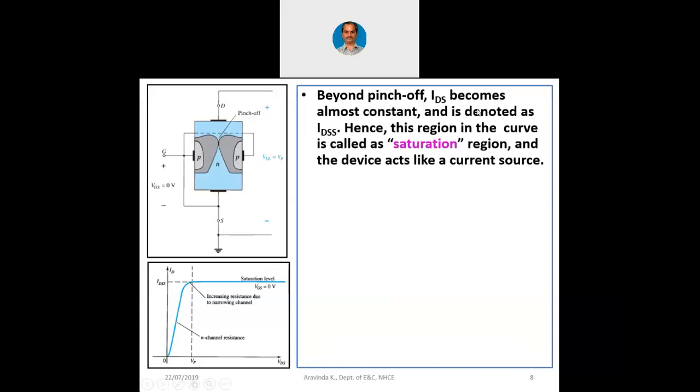Beyond pinch off, IDS becomes almost constant and is denoted as IDSS, the current from drain to source. Hence, this region in the curve is called the saturation region, and the device acts like a current source. Now, I want any of you to tell me, as far as BJT is concerned, which region is called cutoff, which region is called saturation, and which region is called active. I have already discussed this earlier.